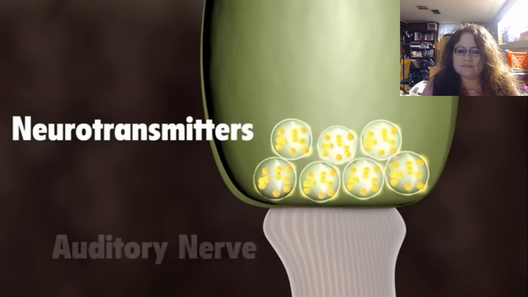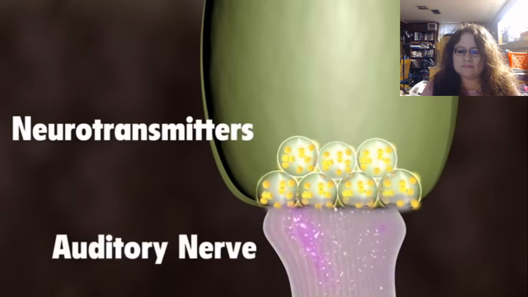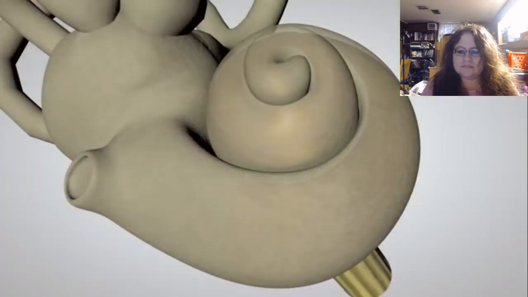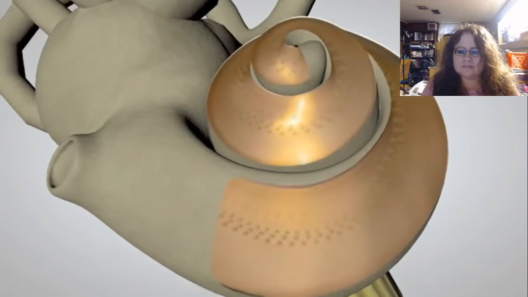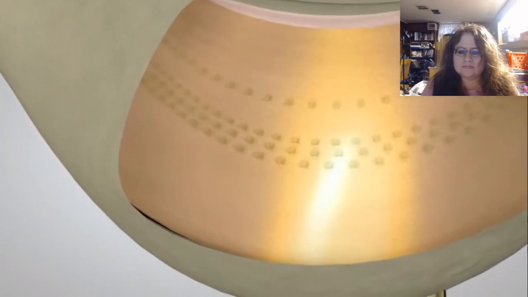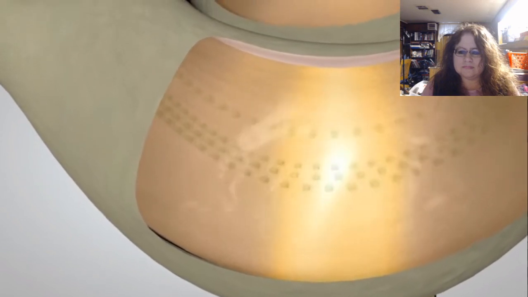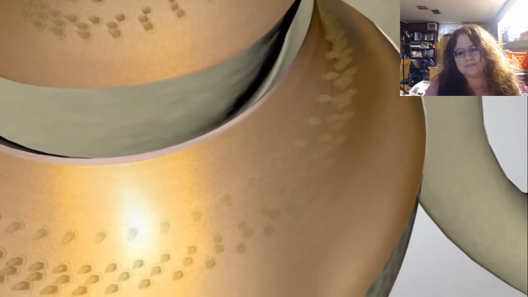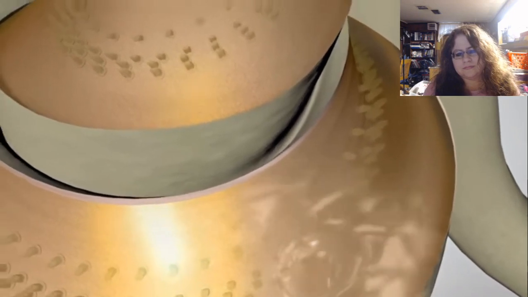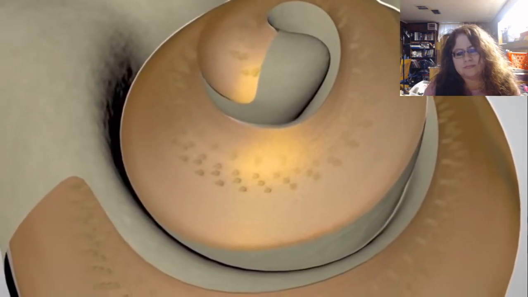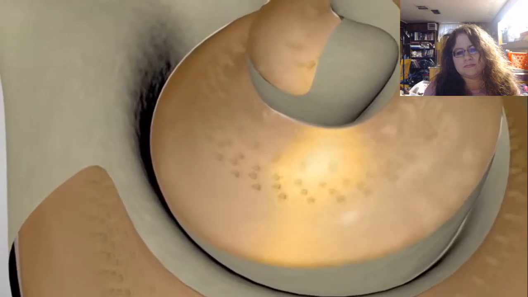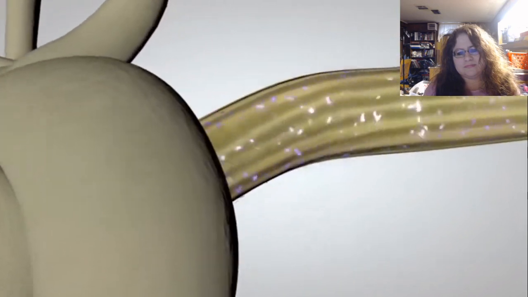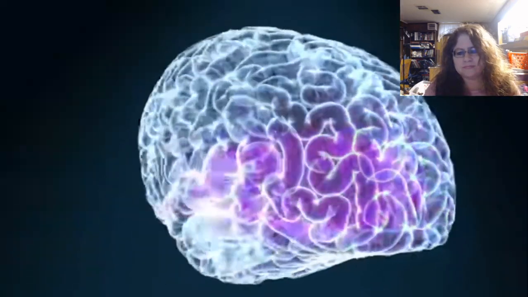The chemicals bind to the auditory nerve cells and create an electrical signal, which travels along the auditory nerve to the brain. Different hair cells respond to different frequencies of sound. The hair cells at the base of the cochlea detect higher-pitched sounds, such as a piccolo or flute. The hair cells toward the top of the spiral detect progressively lower-pitched sounds, such as a trumpet or trombone. At the very top or apex of the spiral, the hair cells detect the lowest-pitched sounds, such as a tuba. The auditory nerve carries the electrical signal to the brain, which interprets the messages as sounds that we recognize and understand.